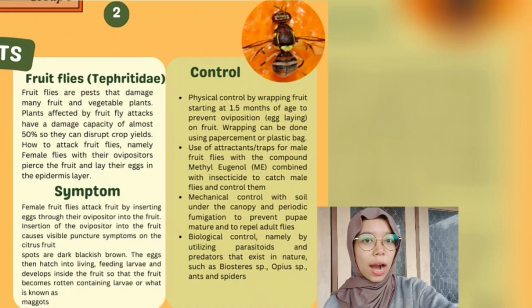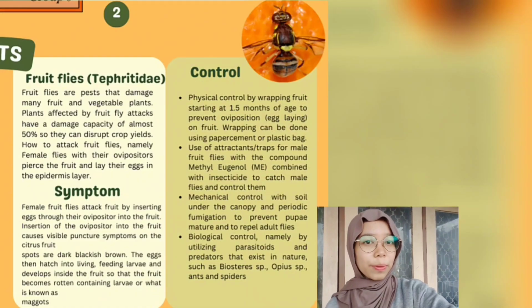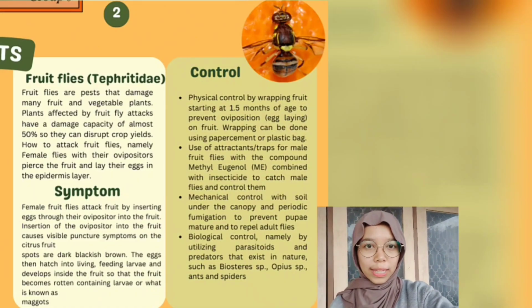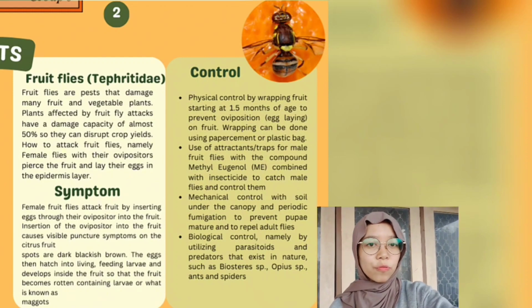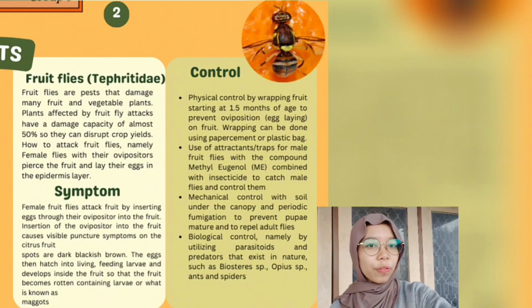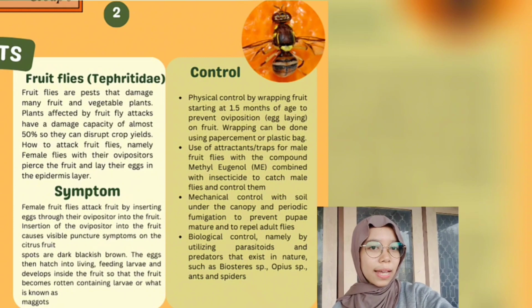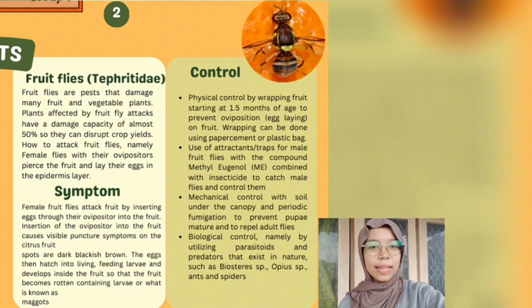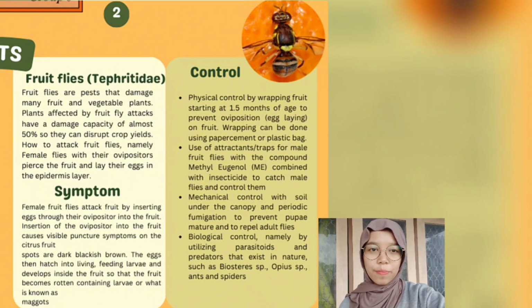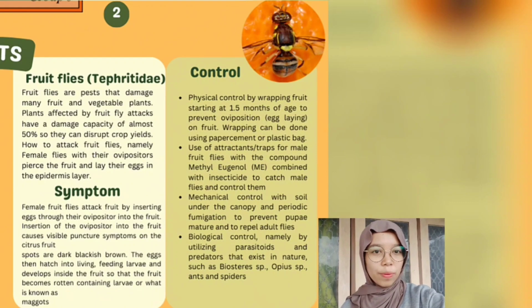Fruit flies are pests that damage many fruit and vegetable plants. Plants affected by fruit fly attacks have a damage capacity of almost 50%, so they can disrupt crop yields. Fruit flies attack by piercing the fruit and laying their eggs in the epidermis layers. The symptom is that female fruit flies insert eggs through their ovipositor into the fruit. Insertion of the ovipositor causes visible puncture symptoms on the citrus fruit.